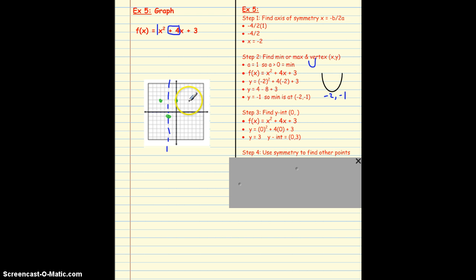Because remember, if we flip it and fold it right on this axis of symmetry, it's going to be the same. So all we need is that other point, because now I can draw a pretty smooth curve to make our parabola. And there you go. You have graphed a quadratic equation, finding the axis of symmetry, the vertex for that minimum or maximum, plug in and find the y-intercept, and then use symmetry to find the other point and connect it with a smooth curve.